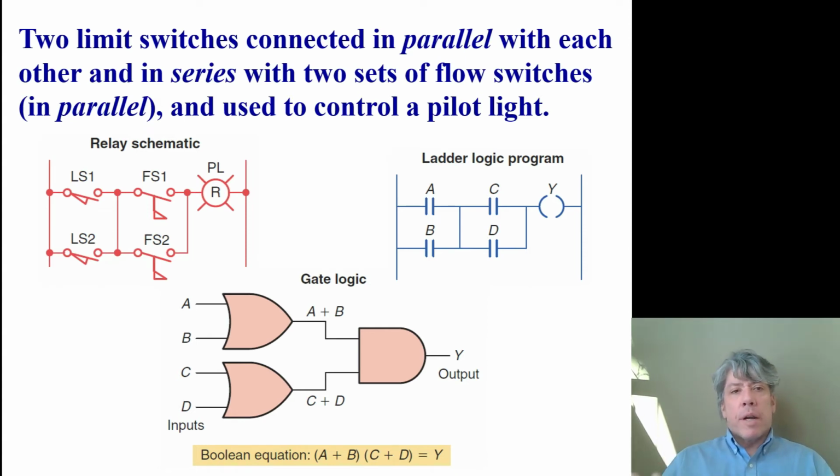But what does this program do? I mean, it seems interesting, but what is this doing? Well, what it's really saying is that if limit switch 1 or limit switch 2 is on, and if float switch 1 or float switch 2 is on, then the pilot light will be on. So we have to have at least one limit switch on and at least one float switch on for the pilot light to come on.